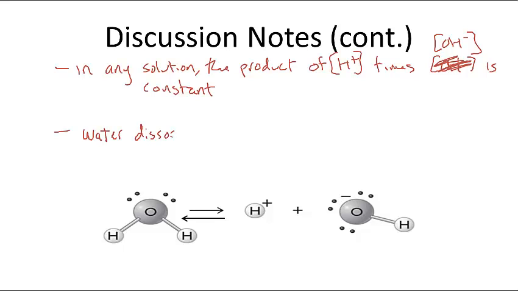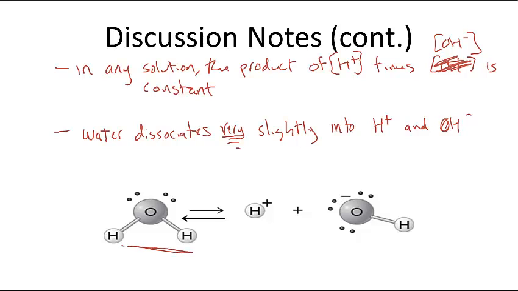Water dissociates very, very slightly. Remember, dissociate means to break apart, slightly into H plus and OH minus. But the cool thing about water is for every H2O, you get one H plus and one OH minus. So if you just have water in your solution, you have equal amounts of H plus and OH minus, which means your pH is neutral. And I do want you to draw this in.